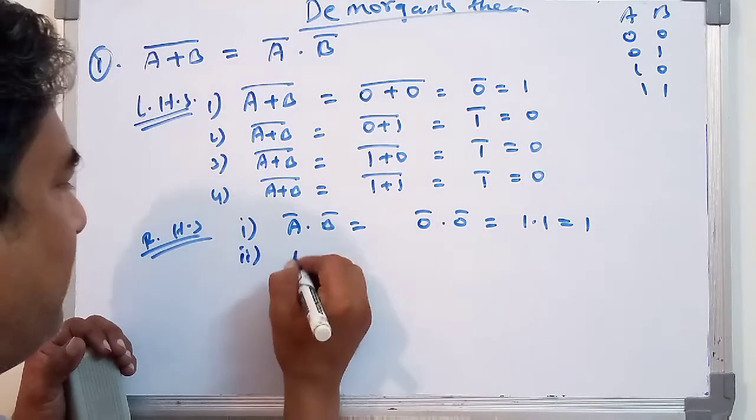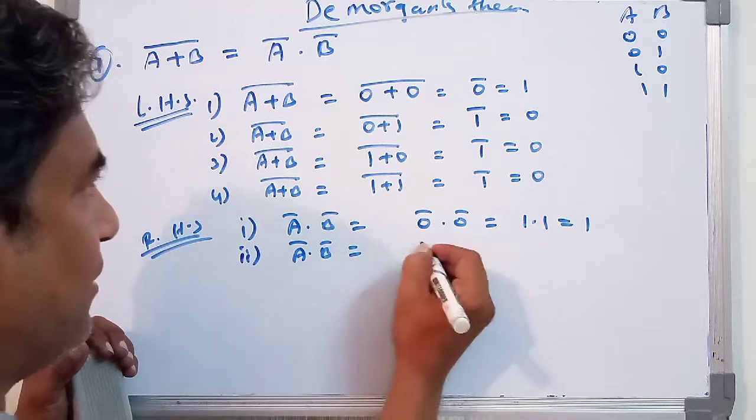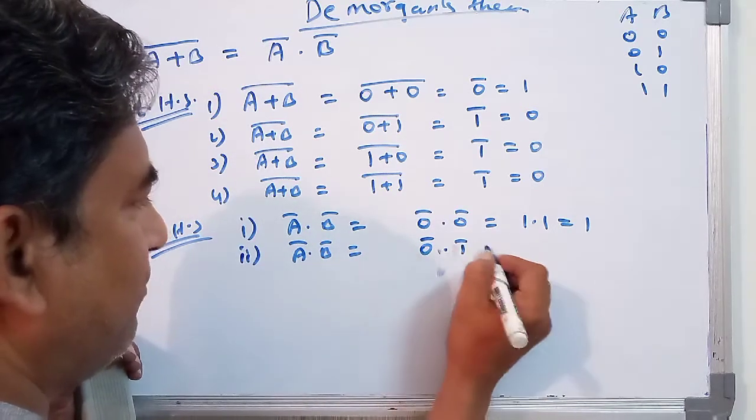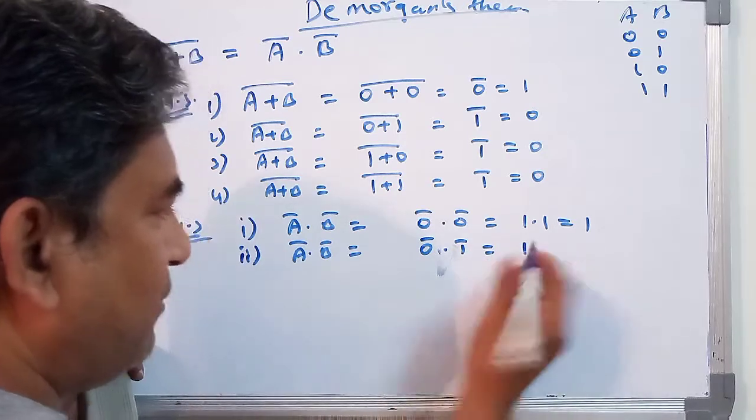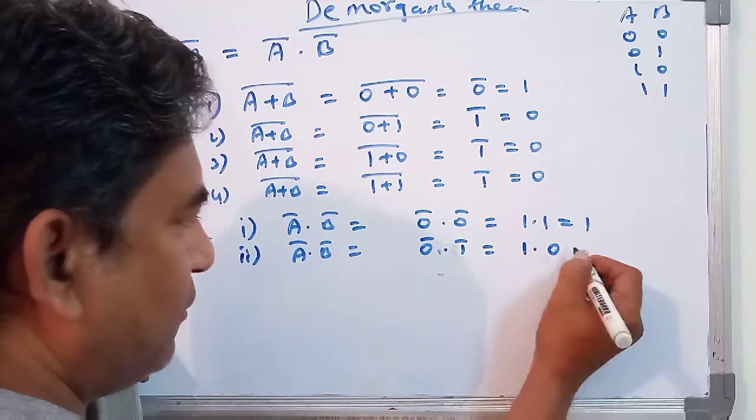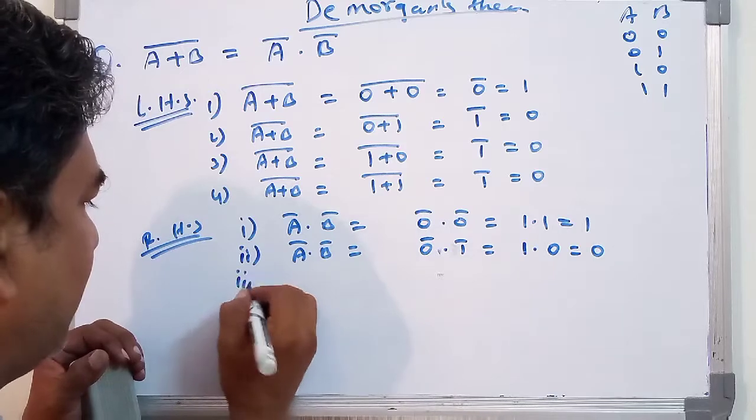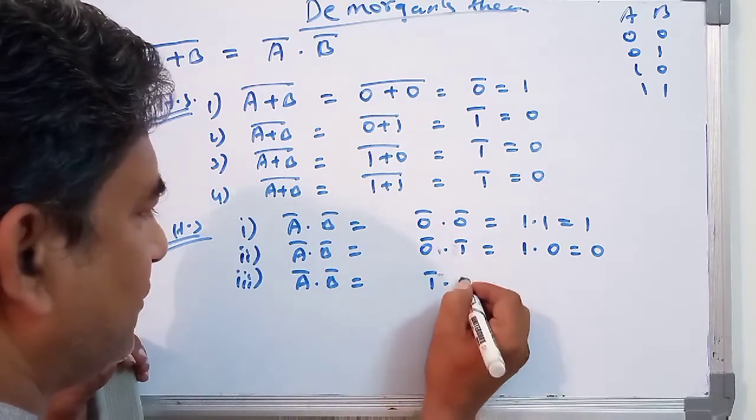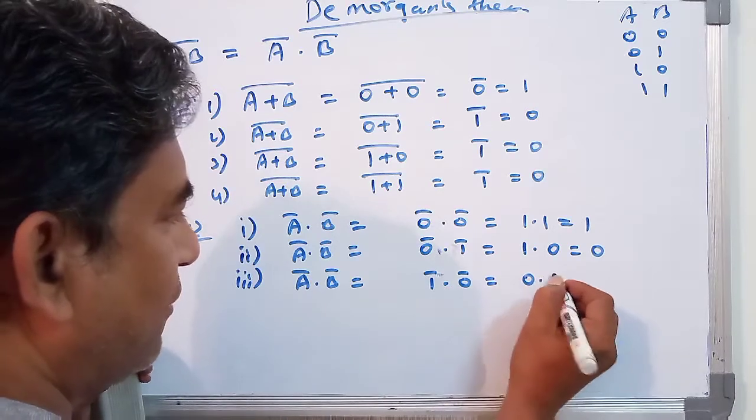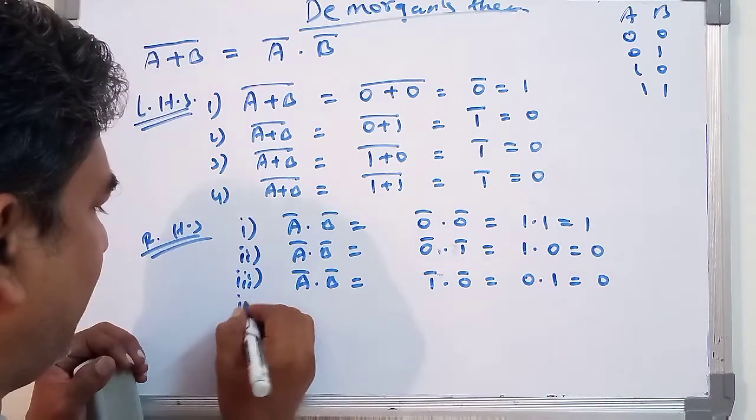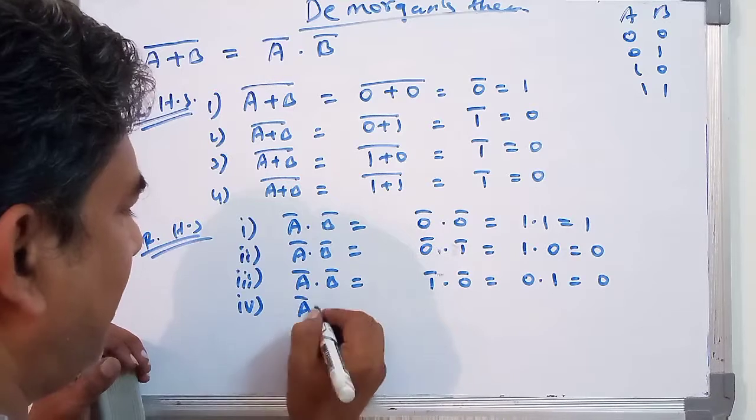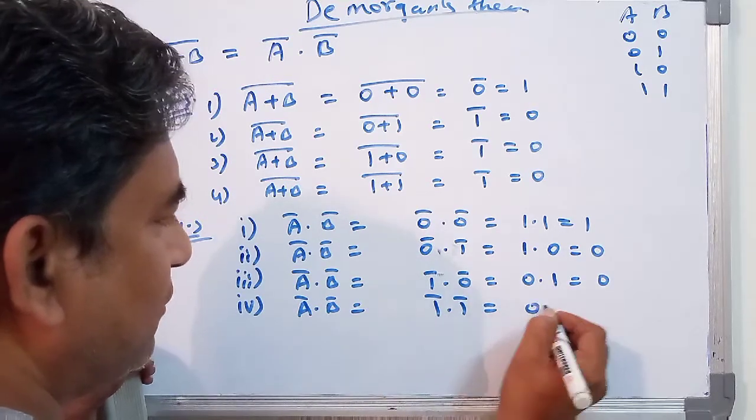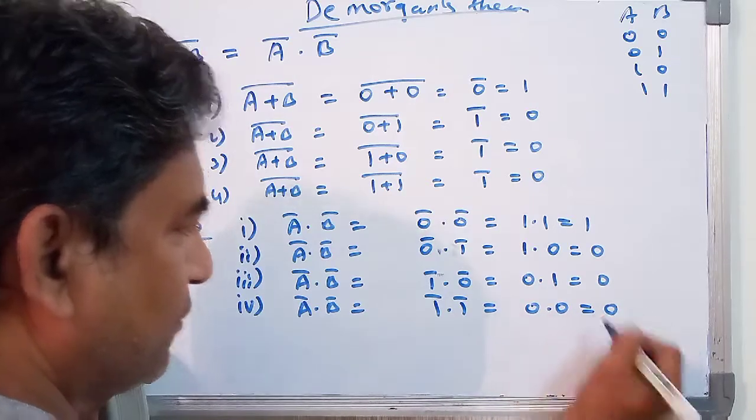Then the second, that is a bar dot b bar is equal to 0 bar dot 1 bar is equal to 1 dot 0 is equal to 0. Then the third, a bar dot b bar is equal to 1 bar dot 0 bar is equal to 0 dot 1 is equal to 0. Then the fourth, a bar dot b bar is equal to 1 bar dot 1 bar is equal to 0 dot 0 is equal to 0.